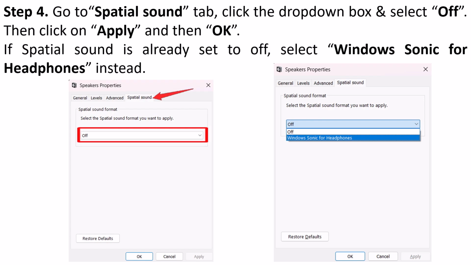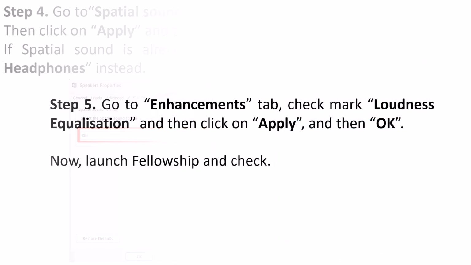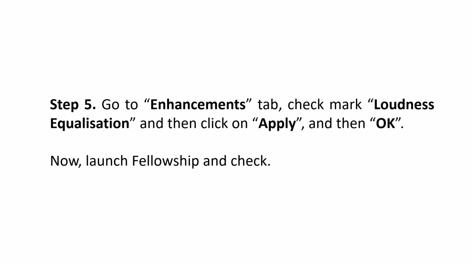Now if spatial sound is already set to off, then select Windows Sonic for headphones instead. Then go to the Enhancements tab, check mark Loudness Equalization and then click on Apply and then OK. Now launch Fellowship and check if your problem is solved or not. This fix has solved the issue for many players, so I hope this will work for you as well.